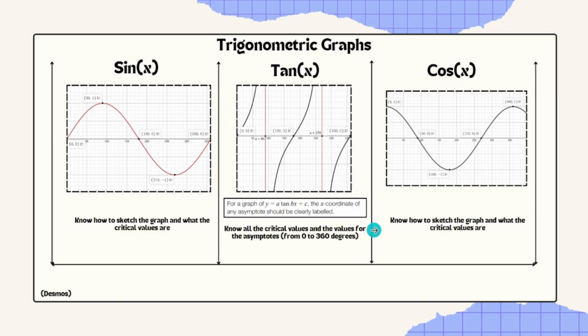So one thing that I've kind of highlighted is that you need to know how to label the x coordinate of an asymptote whenever you're asked to sketch a tan x graph. So please make sure you do that while giving the exam. Similarly for cos x, you have your critical values at 0, 90, 180, 270, 360. Make sure you remember all the values for your non-calculator paper.